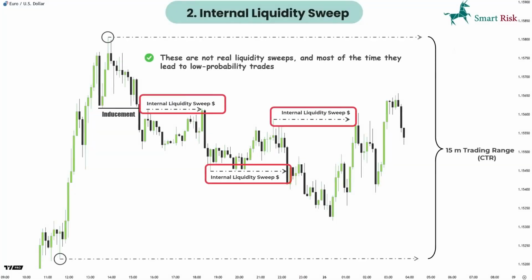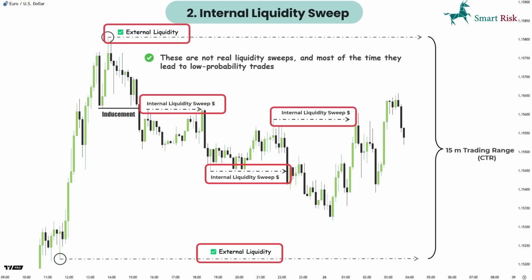Now, we also have liquidity sweeps that occur at internal swing highs or lows inside a trading range. These are not real liquidity sweeps, and most of the time, they lead to low-probability trades. The reason is simple. The most important liquidity always sits above or below the high and low of the trading range. Because of that, price is far more likely to target external liquidity, not internal swing points. So our focus should always be on liquidity sweeps at key external levels, not just any internal high or low.